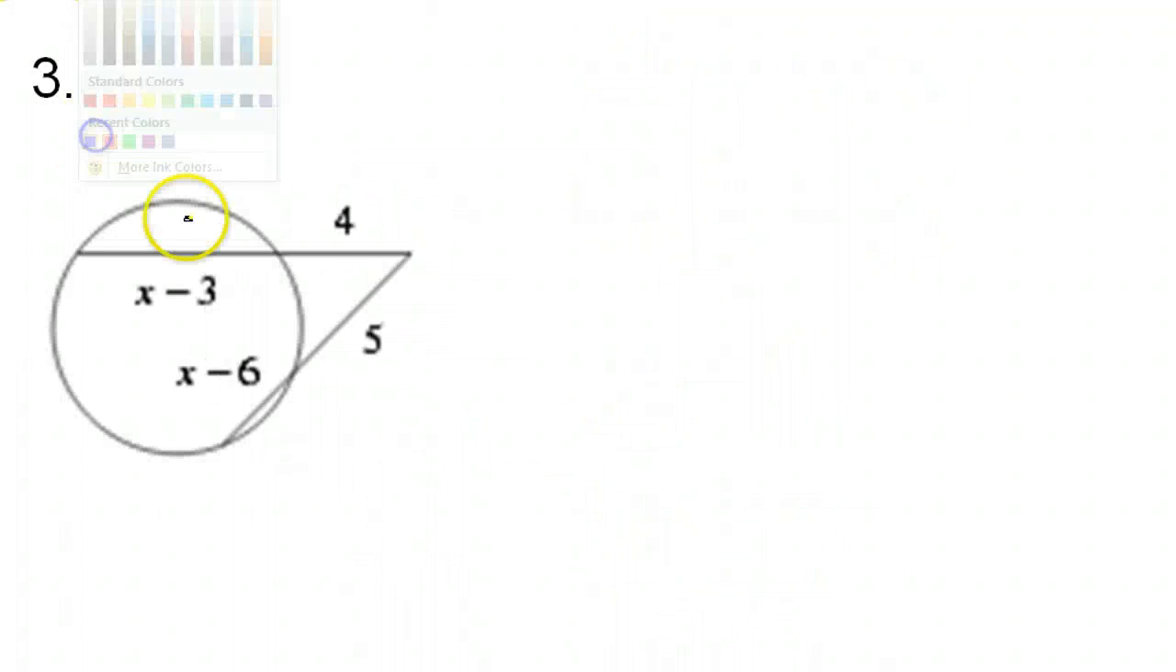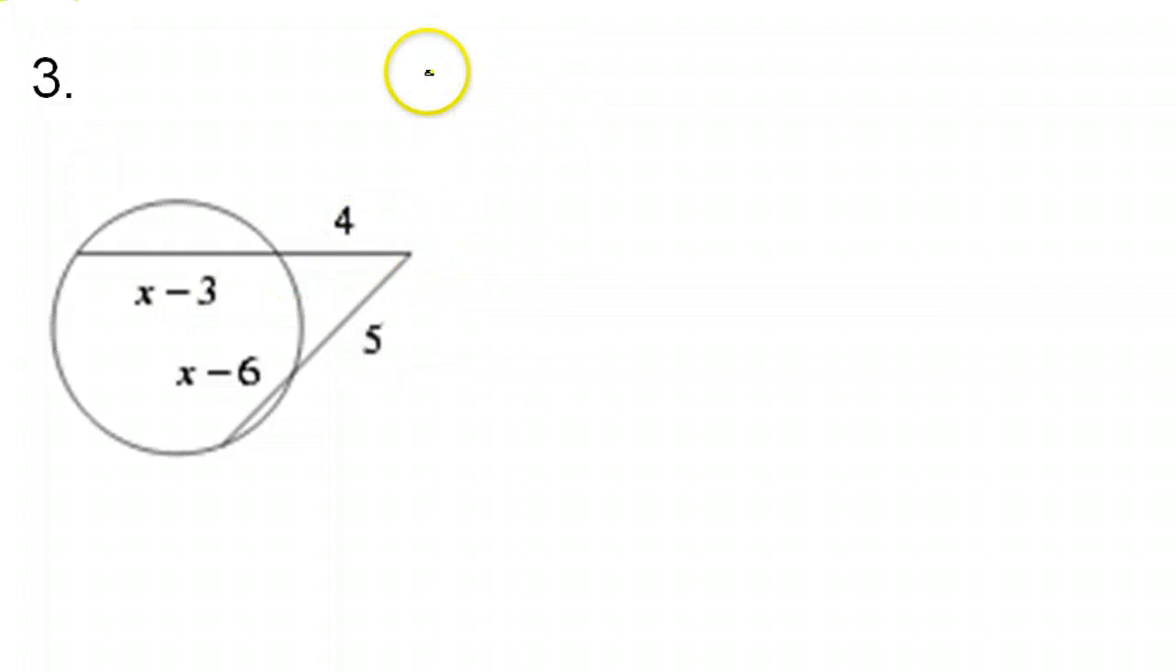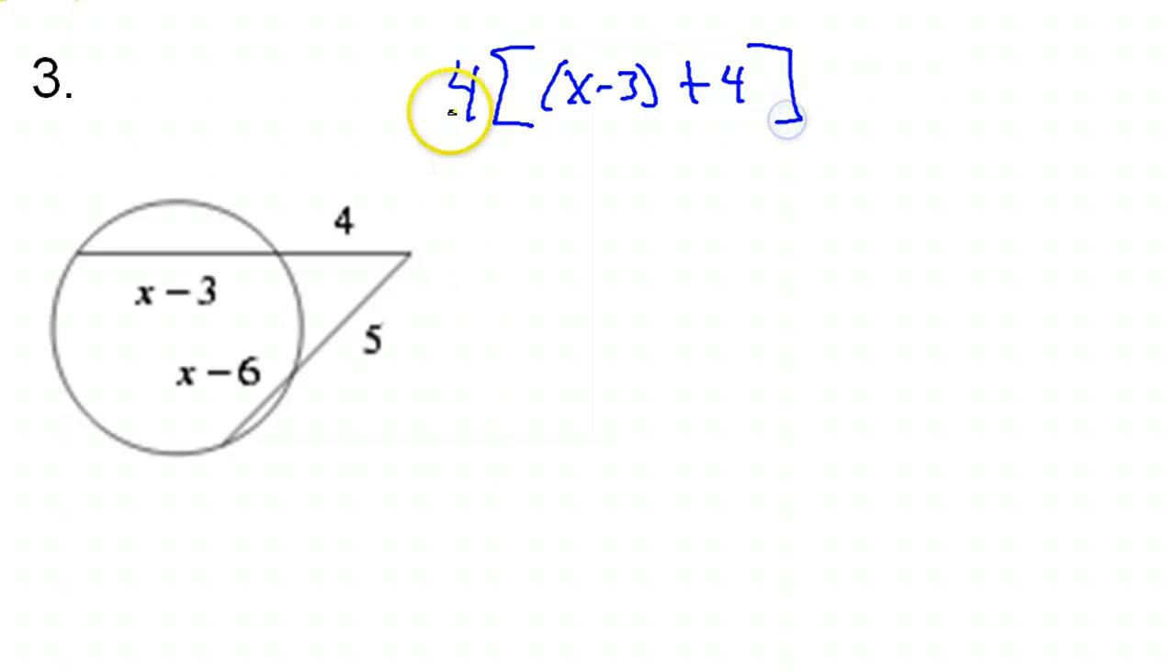All right, so for number 3, part times whole. So I've got the part is the 4. Now the whole is going to be x minus 3 plus 4. So I've got the outer part and then the whole. The whole is the sum of the 4 and the x minus 3. And that's going to equal part times whole. So again, I've got the outer part.